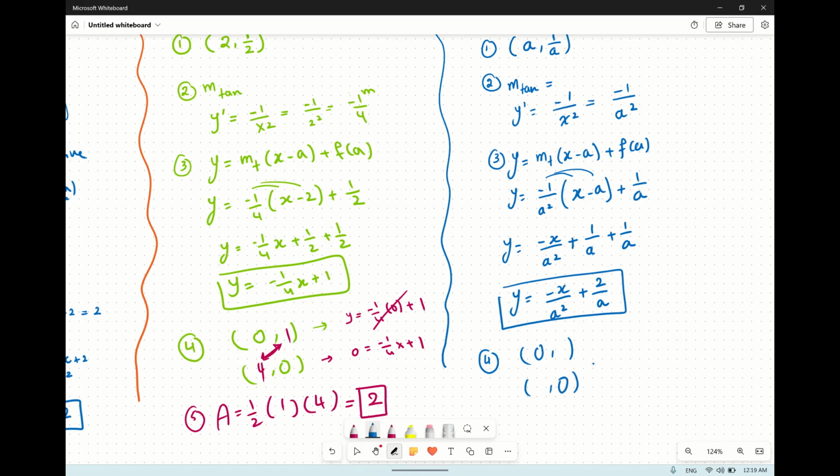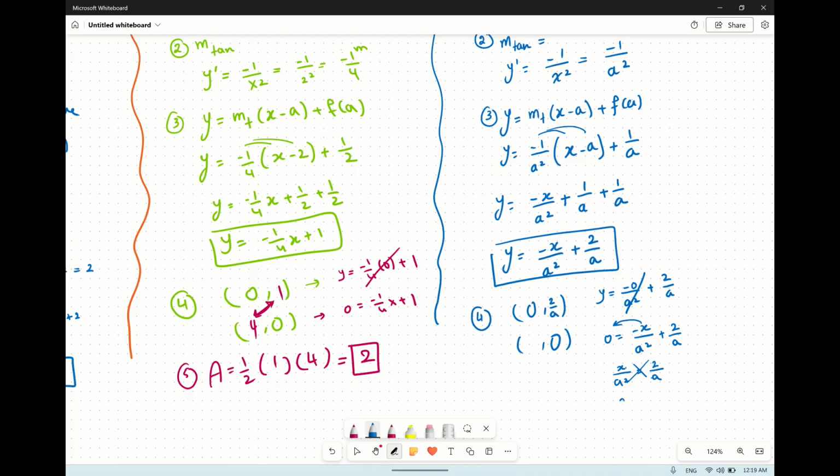One time x equals 0, one time y equals 0. If I put x equals 0, this will cancel, so I will get 2 over a. If I put y equals 0, you will have to do this yourself. Take this to the other side, it will become x over a squared equals 2 over a. Now cross multiply. a times x, ax. 2 times a squared, 2a squared. Divide by a both sides. So x is equal to 2a. So here I will put 2a.